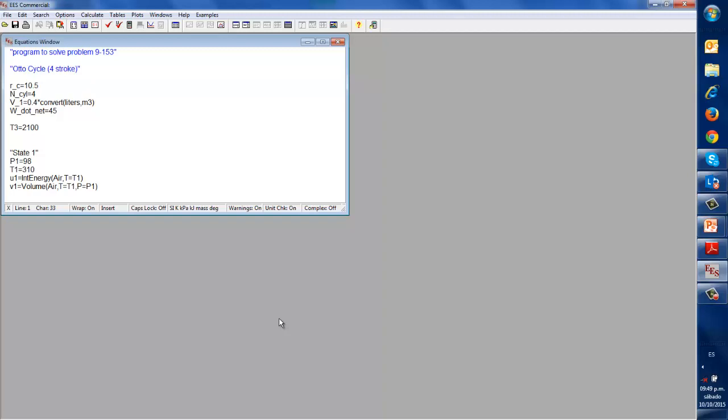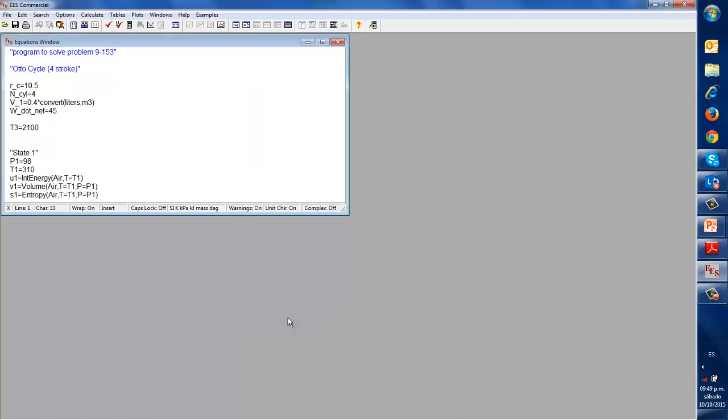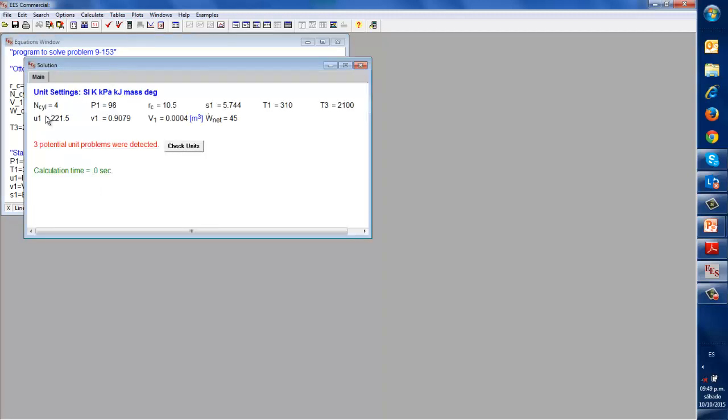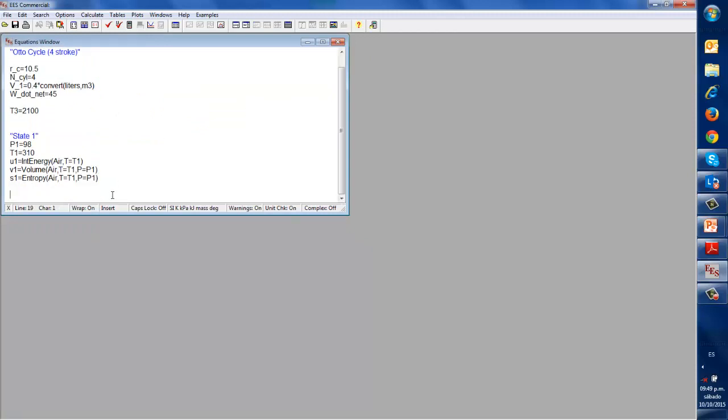Since we are going to define an isentropic process, we are going to also compute entropy. Entropy 1 is a function of T1 and P1. So we can press F2 or the little calculator to see that we are solving. It mentions that we have 3 potential unit problems. We can address that later on. So we have state 1.